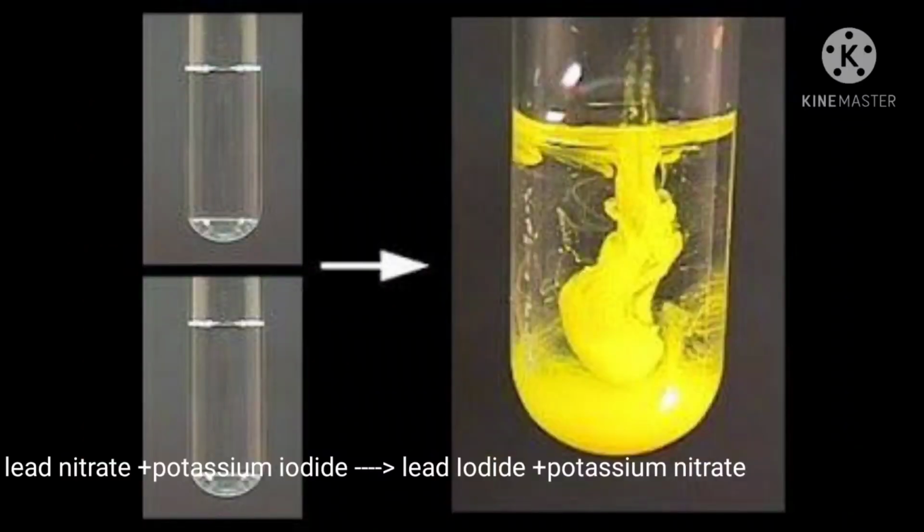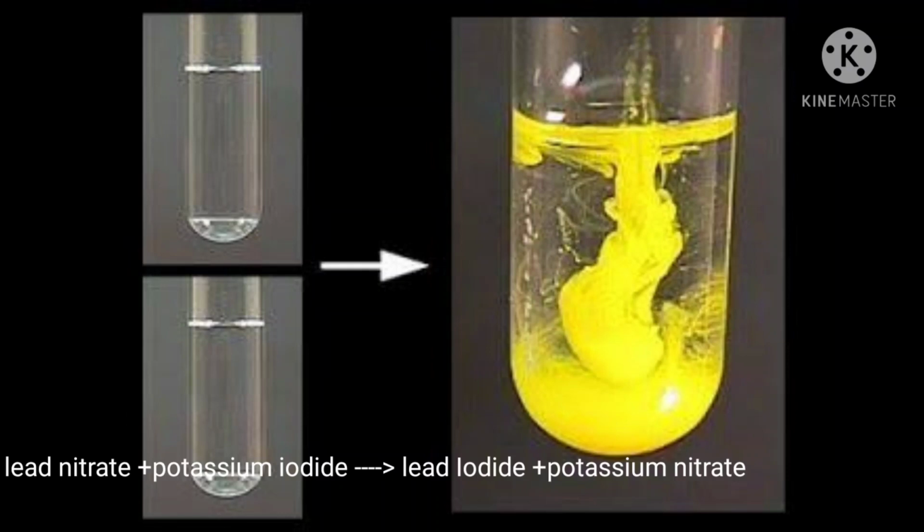Another example for chemical reaction is the reaction between lead nitrate and potassium iodide. If we prepare lead nitrate solution in one test tube and potassium iodide solution in another test tube and then mix the two solutions, we observe that a yellow solid appears. This yellow solid is a new chemical compound, namely lead iodide. Another substance formed is potassium nitrate, which we cannot see as it remains in the solution.